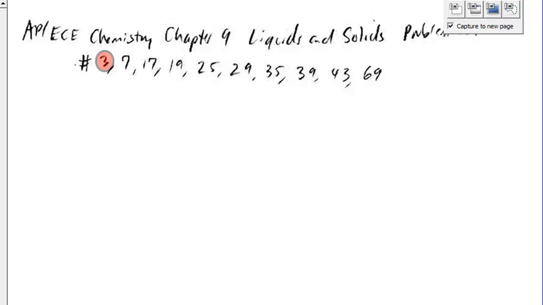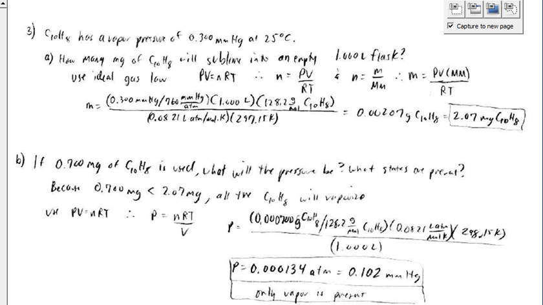Welcome to the AP ECE Chemistry Chapter 9 Liquids and Solids Review problem set. Let's take a look at problem number 3. In problem number 3, you're told that you're working with a substance C10H8 that has a vapor pressure of 0.300 millimeters of mercury at 25 degrees Celsius.